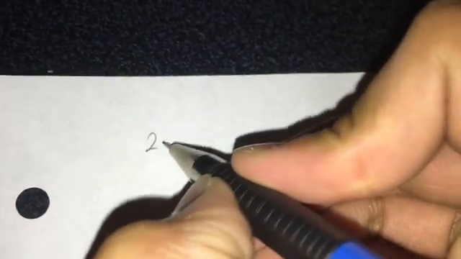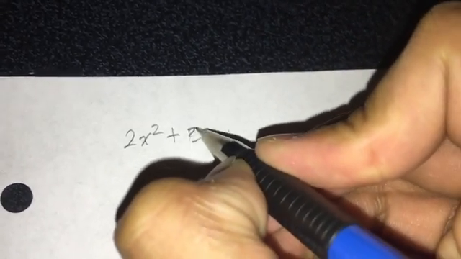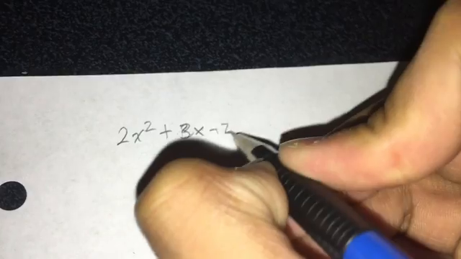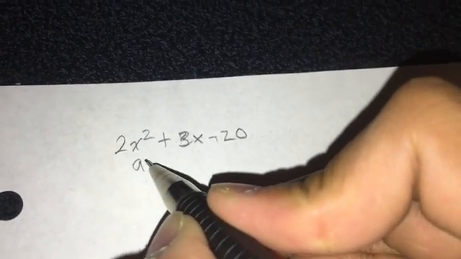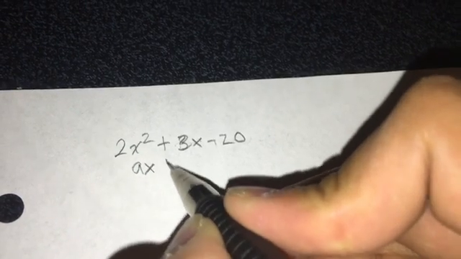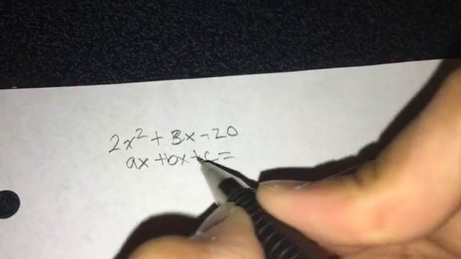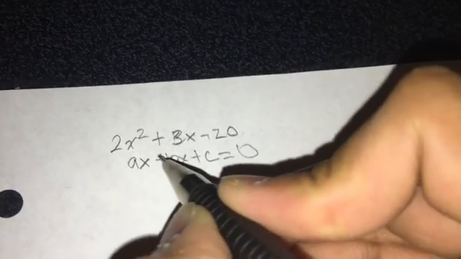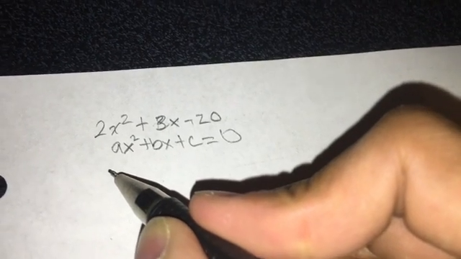Hello, today's equation is going to be 2x squared plus 3x minus 20. Now we're writing the standard form equation. Okay, quadratic formula.